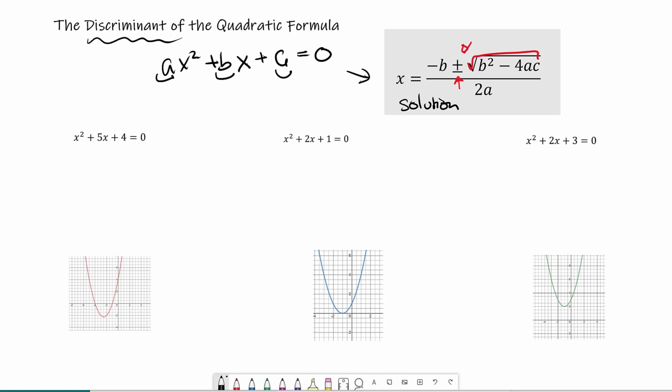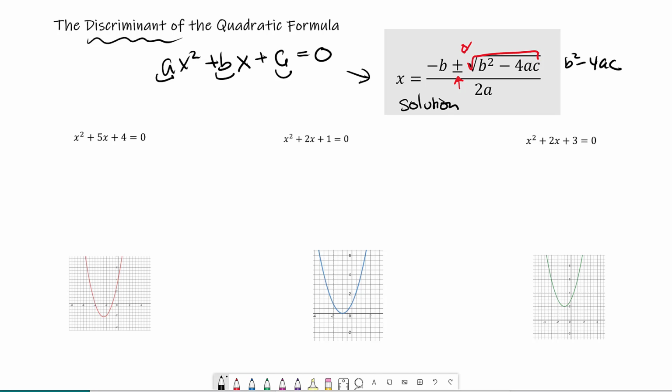Now the question comes up, what is the meaning of b squared minus 4ac? And in particular, we're wondering what happens, for instance, if b squared minus 4ac is a negative number. What do we do with the square root of a negative? What if it's 0? And of course, what happens if it's positive?